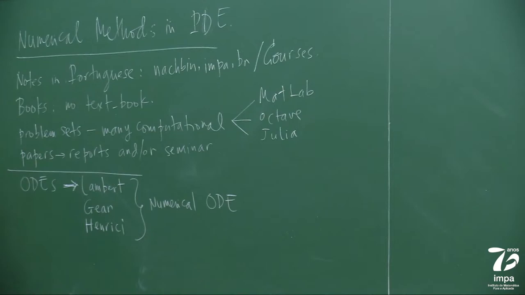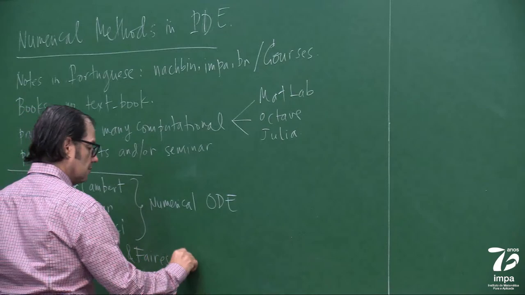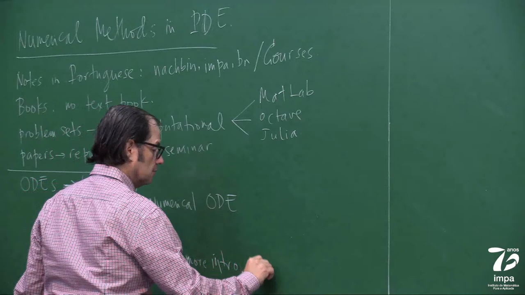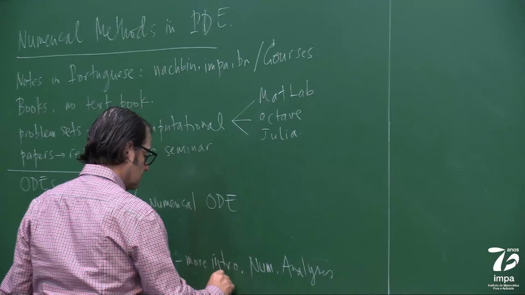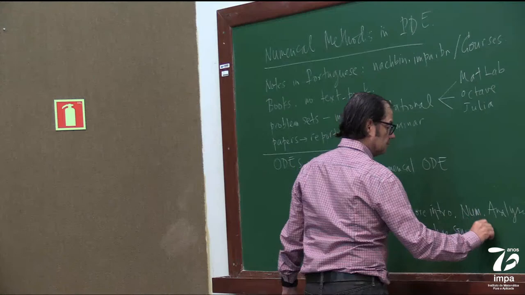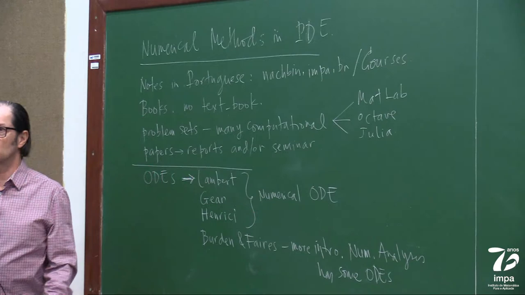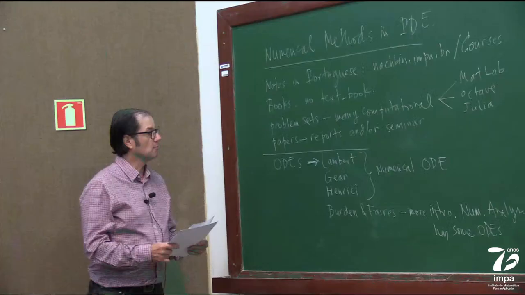And there's one more introductory, which is a numerical analysis book. It has some ODEs. It's good for linear algebra. We also have it at IMPA, which is Burden and Faires, more intro numerical analysis, and it has some ODEs, which means it's not specialized, as well as linear algebra systems. It's a good book. It's more introductory, more undergraduate, and this other is more advanced, just books on numerical ODEs, okay?